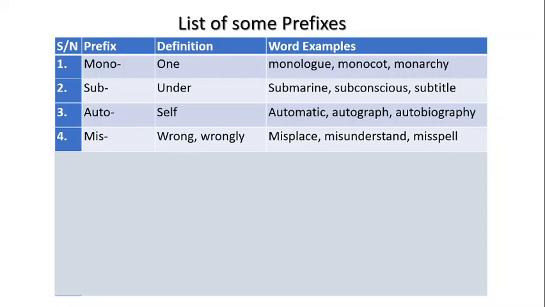Number 4, MIS. This is not management information system. MIS, popularly pronounced as mis in some words, means wrong or wrongly. Just as in misplaced, to place wrongly. Misunderstand, to understand wrongly. Misspell, to spell in the wrong way. You can see that once you understand your prefix, you will be able to give the definition of the word.